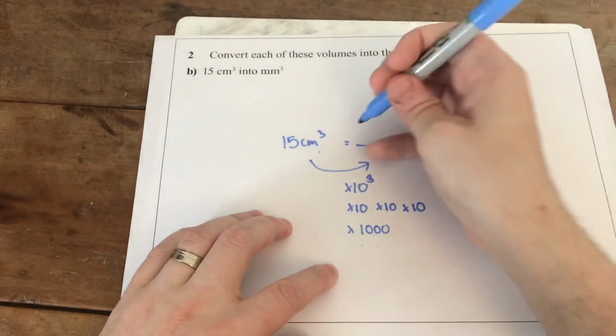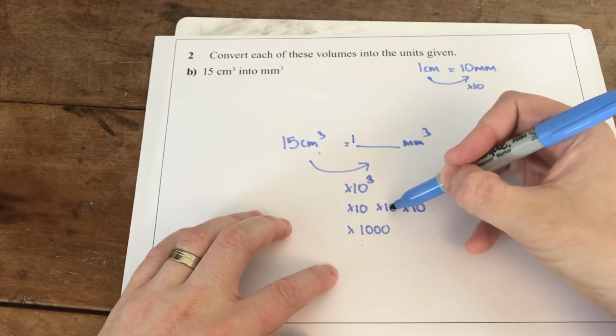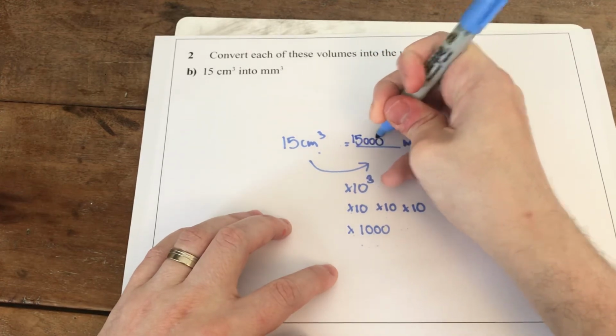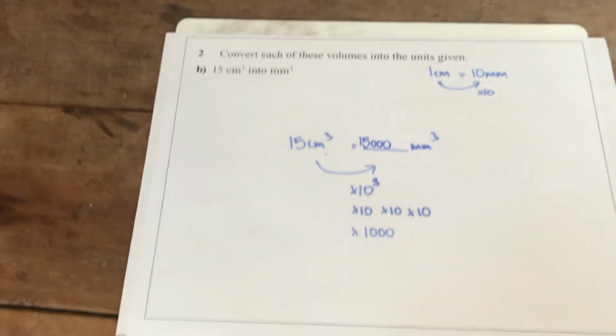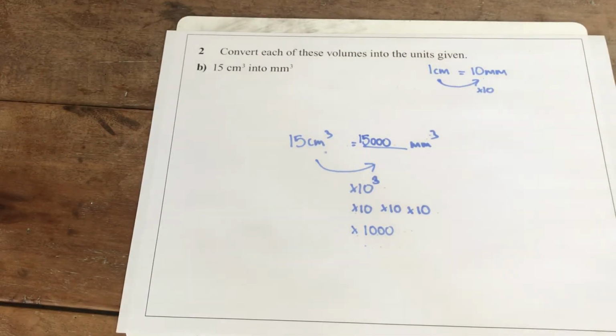If I do that, I get 15,000, and that gives me my final answer. So this is part B of your knowledge organiser. So that can help you get started in terms of that. I'd like you to try the questions and any work set from MathsWatch. Thank you.